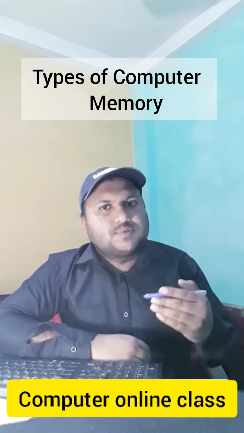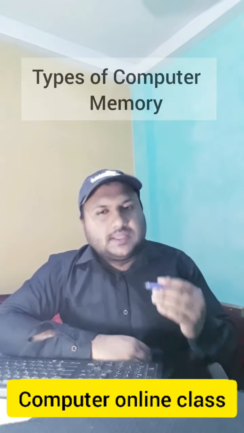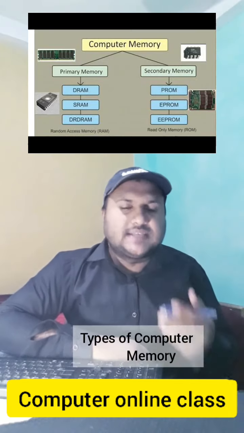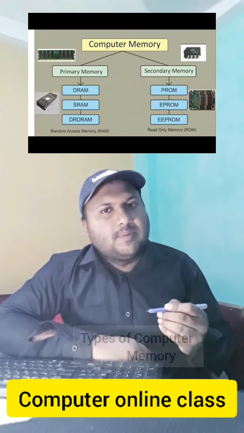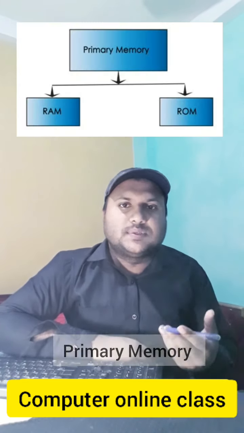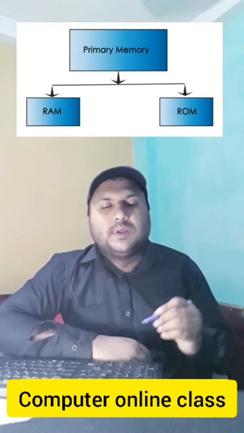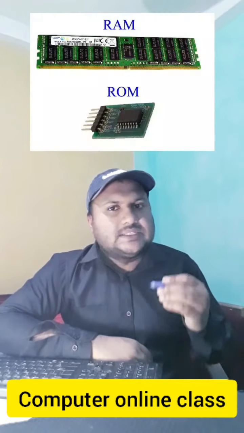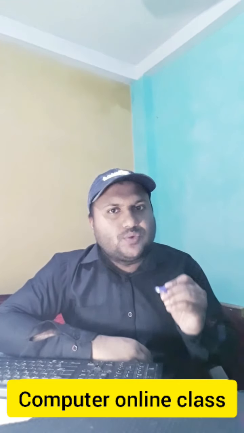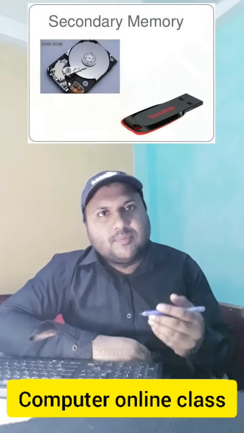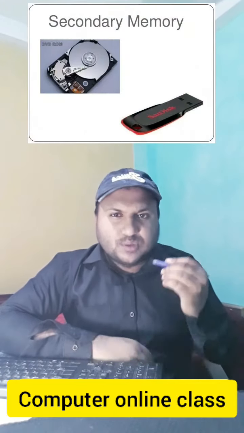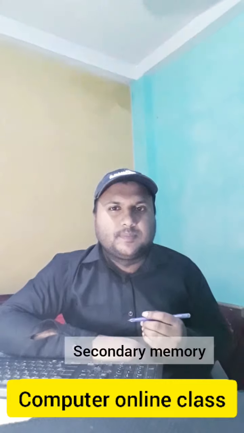Now, types of computer memory. There are two types of computer memory: primary memory and secondary memory. Primary memory is again of two types, RAM and ROM. RAM means random access memory and ROM means read-only memory. The storage devices are the secondary memory that stores a large amount of data and software permanently.